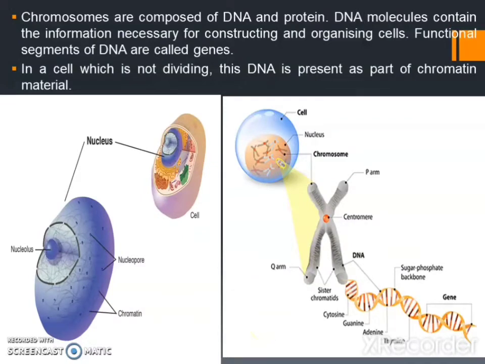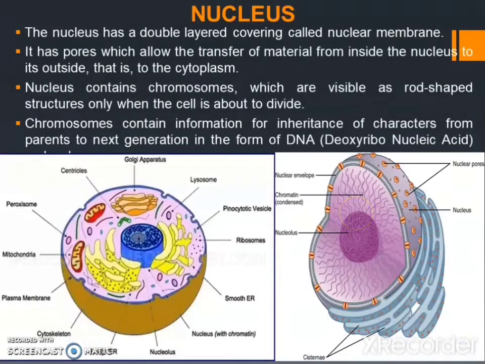I think you are clear with the part we learned in the last class. So what did we learn in the last class, children? We studied about the nucleus and we saw that it is double layered, covered by a double layer which is called the nuclear membrane, and it has pores on it which allow the transfer of materials from inside the nucleus to its outside, that is, to the cytoplasm.